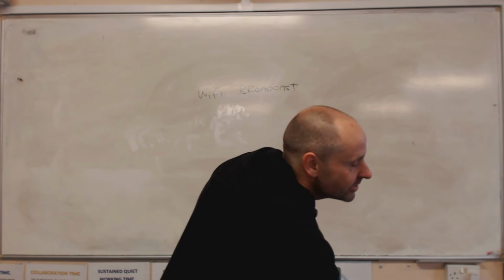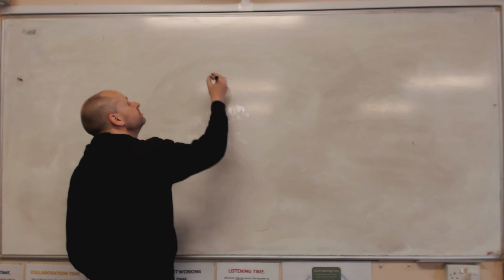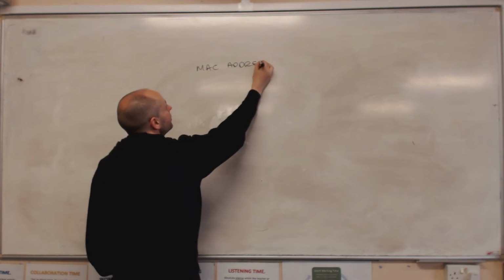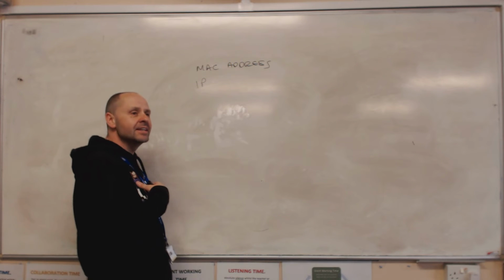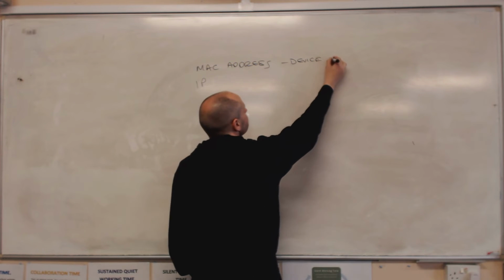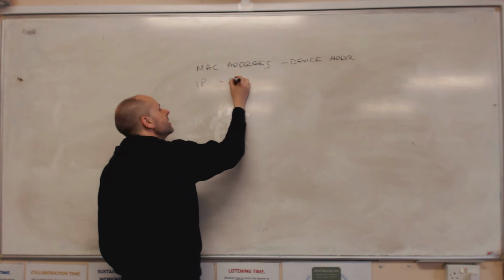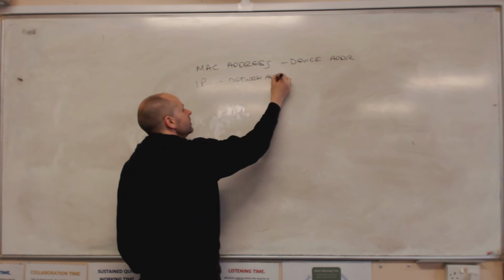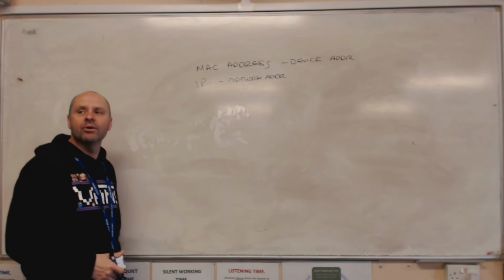Right, MAC addresses. They are device identifiers. It is not the same as an IP address. Okay? An IP address is a network address. So this is a device address. This is a network address. You can use MAC addresses to block devices or allow devices.